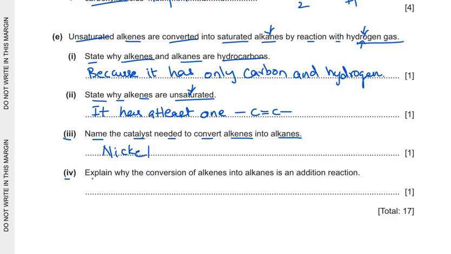Okay, the fourth part is explain why the conversion of alkenes into alkanes is an addition reaction. Now in an addition reaction, we know there is only one product. And that's why it is called an addition reaction, because two or more reactants are just added up into one molecule. So it has only one product, and so it's an addition reaction.